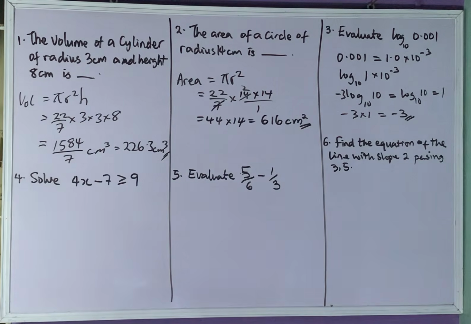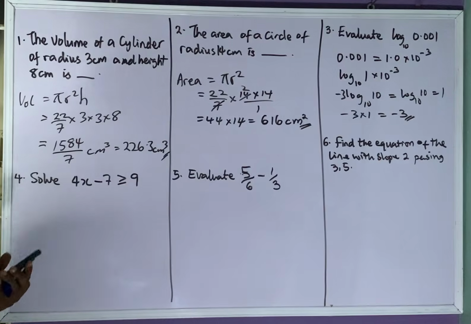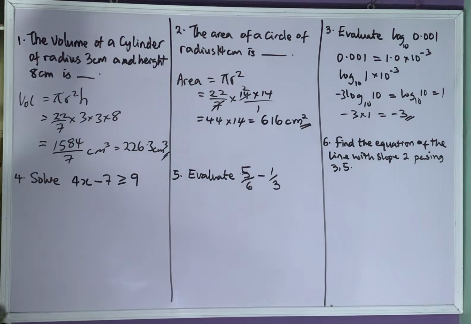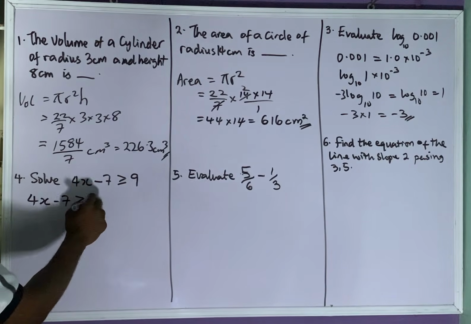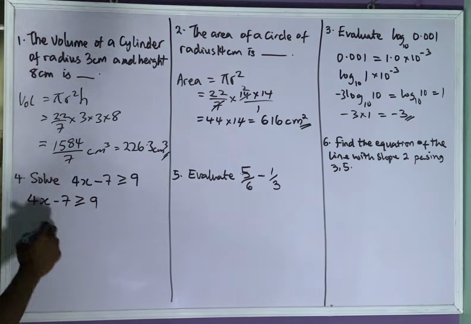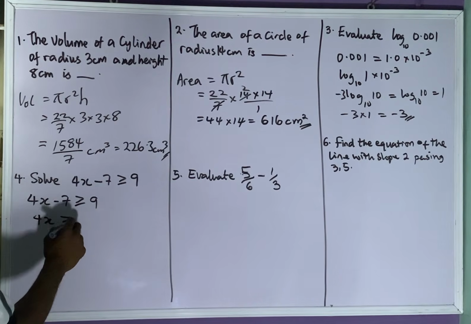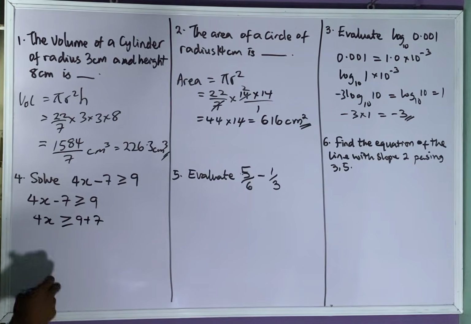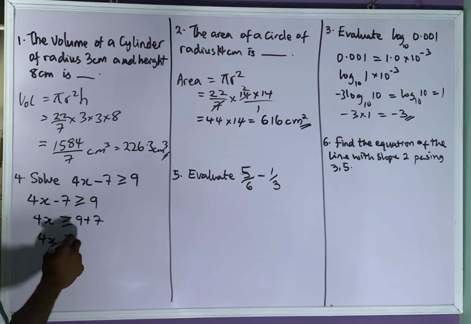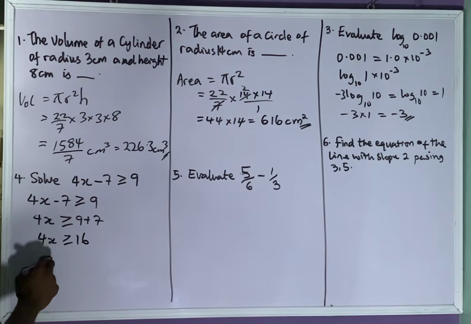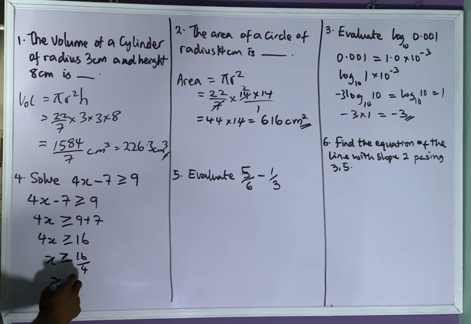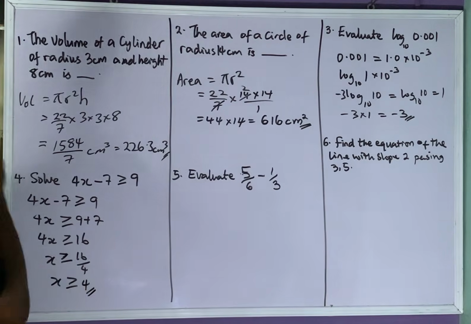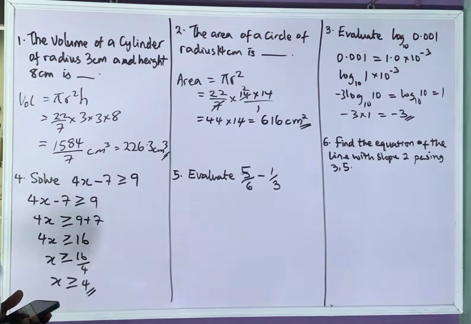Next question says solve 4x minus 7 is greater than or equals to 9. Now, this is an inequality question. We'll move 7 over to this side, giving us 4x is greater than or equals to 9 plus 7, which is 16. So x is greater than or equals to 16/4, x is greater than or equals to 4.